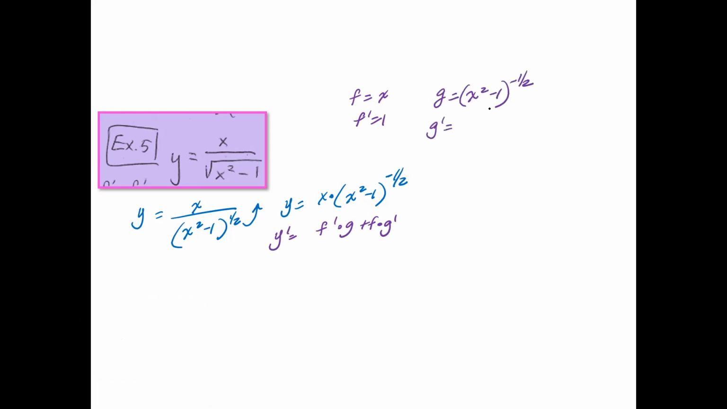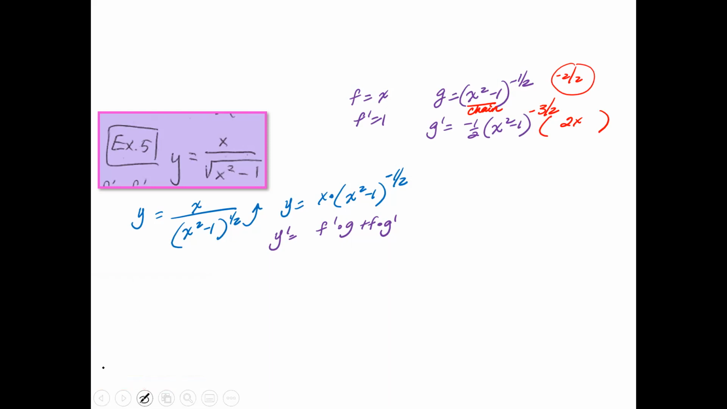G prime is, apply the power and chain rule, negative 1/2 x squared minus 1, minus 3 over 2. You have to be careful because when you do the g, you don't want to include the negative 2 over 2 because it looks like it's together, but it's not. It's going to be a minus 3 over 2 times the chain of this. What is the derivative of x squared minus 1? It's just going to be 2x.